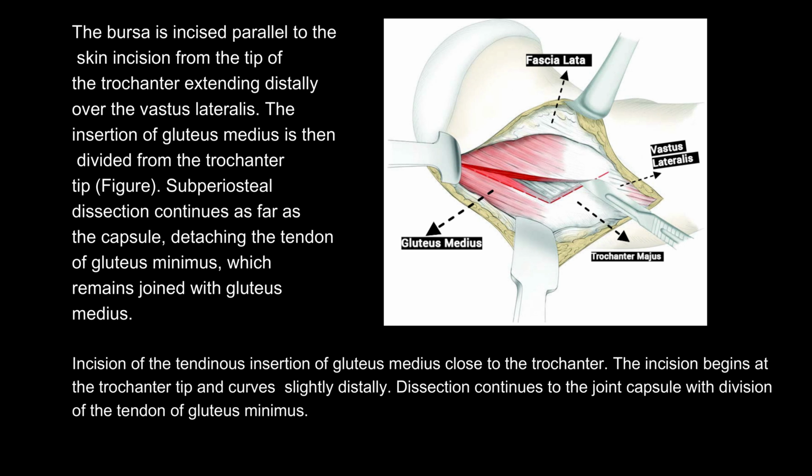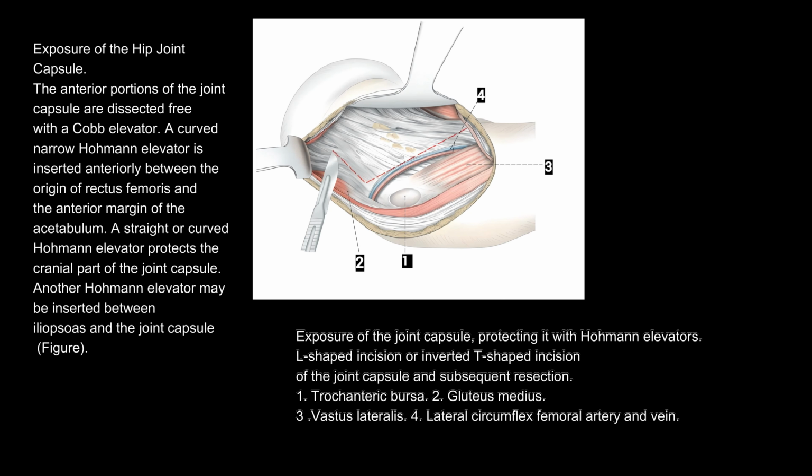Incision of the tendinous insertion of gluteus medius close to the trochanter. The incision begins at the trochanter tip and curves slightly distally. Dissection continues to the joint capsule with division of the tendon of gluteus minimus. Exposure of the hip joint capsule.